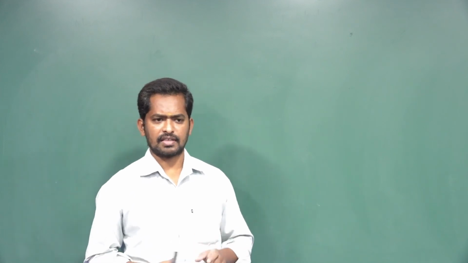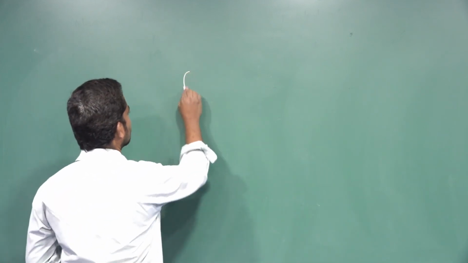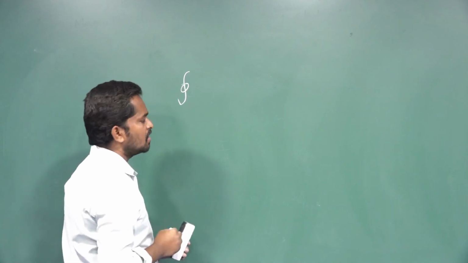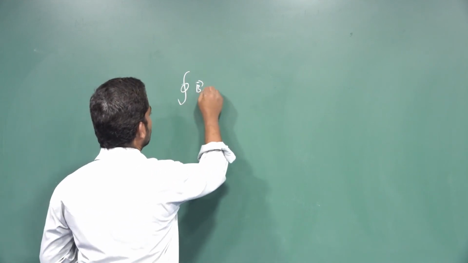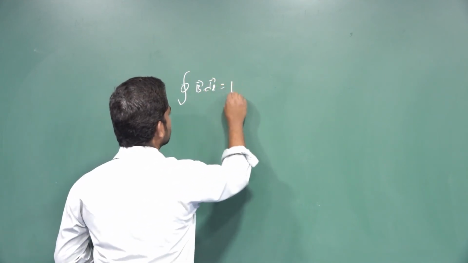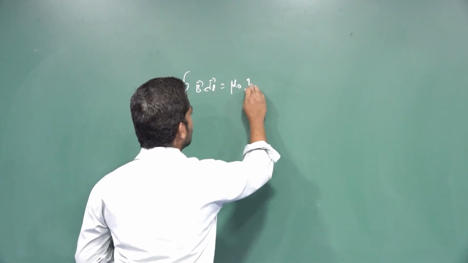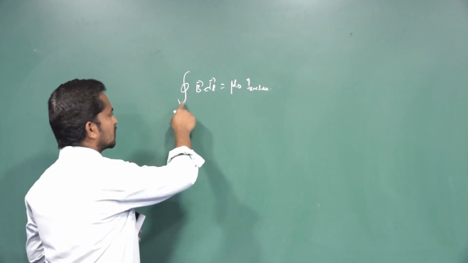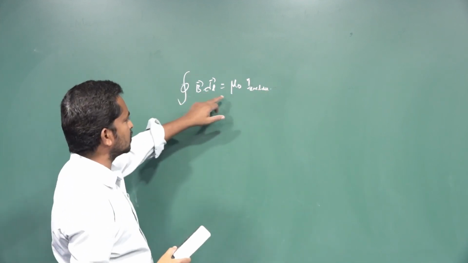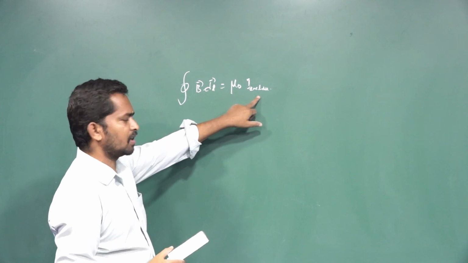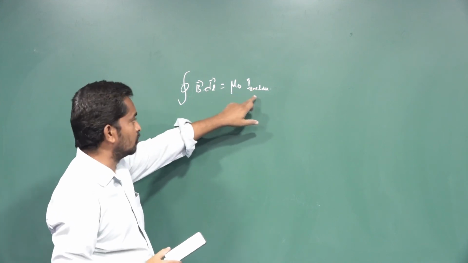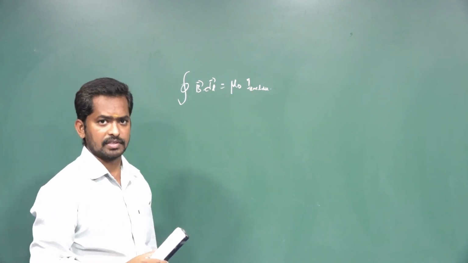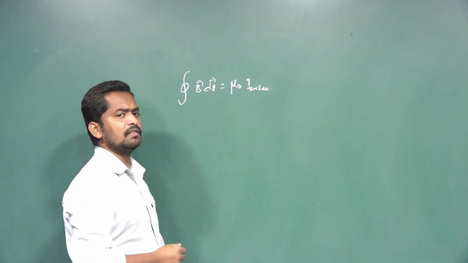Ampere's Circuital Law is nothing but the closed line integral of the magnetic field, which is equal to mu naught times the net current enclosed by the loop. So the closed integral of B vector dot dl vector is equal to mu naught times I enclosed. This is Ampere's Circuital Law.